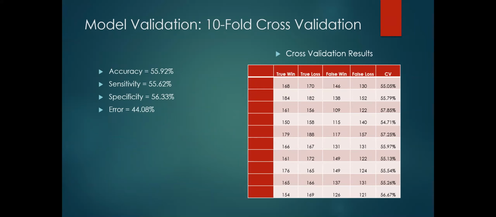Okay, in our tenfold cross-validation model, we use the same measures to describe this model: accuracy, sensitivity, specificity, and error. The accuracy of the overall model is 55.92%. The sensitivity, so that's the percentage of the winners that were positively identified, is 55.62%. The specificity is 56.33%, and this is the percentage of the losers that were correctly identified. And this is a little higher than the winners. And then the overall error is 44.08%.